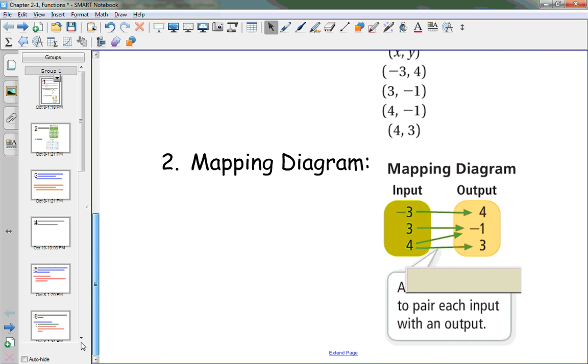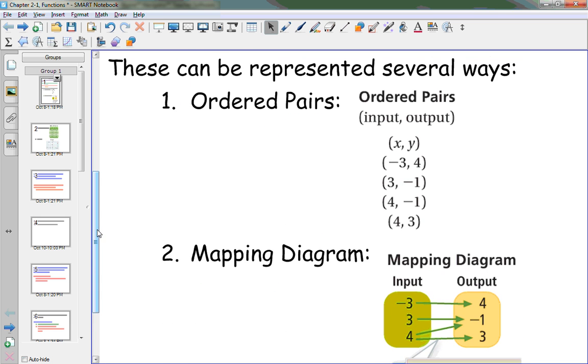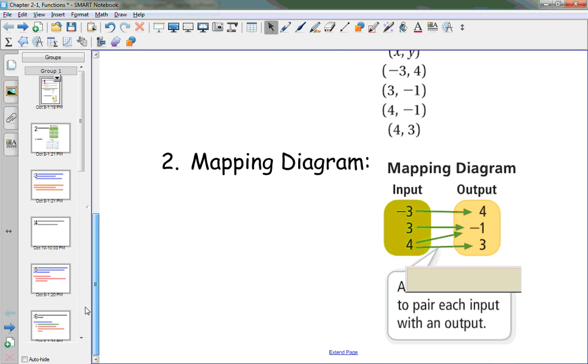You can look at these in several different ways. The first way that you can look at input and output values is by ordered pairs. Another way is called a mapping diagram. A mapping diagram uses arrows. It says -3 goes to the value 4. In other words, you have the point (-3, 4). Another one is 3 chose -1. Then we have 4 choosing -1 and 4 choosing 3. So we have 2 ordered pairs going off of the value 4: (4, -1) and (4, 3). You understand that? That is a mapping diagram.